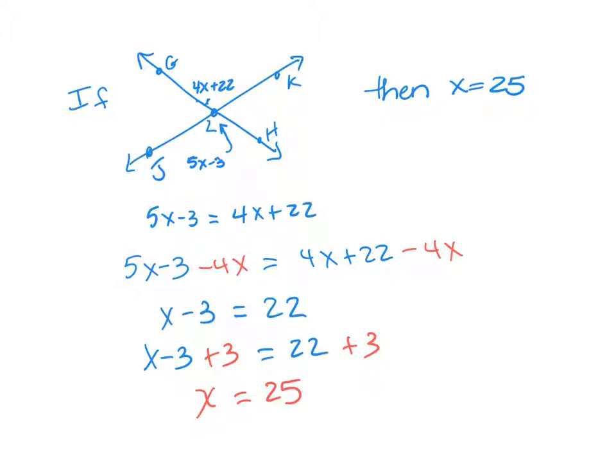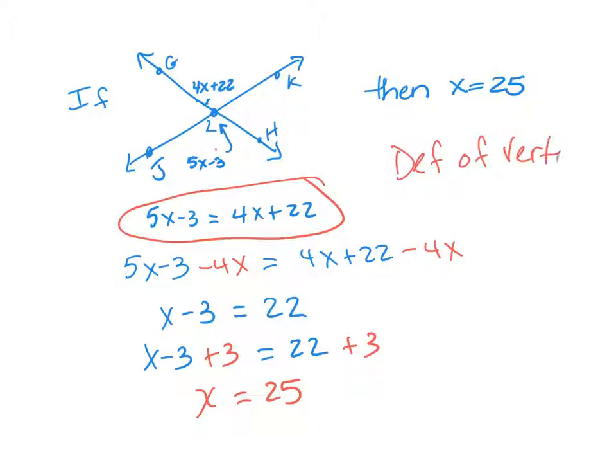But what is the first rule that allowed me to set this up? Well, it's not given that they're equal. The picture is given. What kind of angles are they? Vertical angles. So what you're going to put up here for the reason I can do this whole problem is definition of vertical angles.